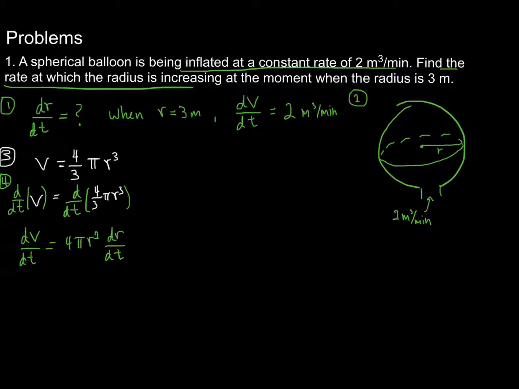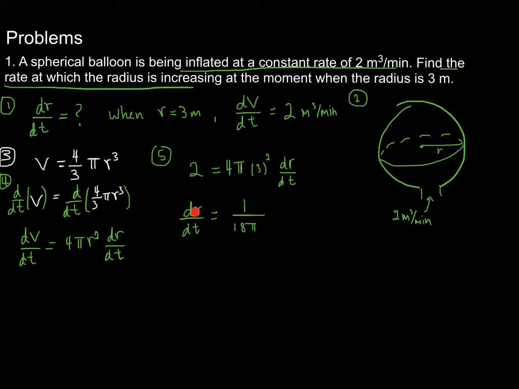So now I can substitute any values that depend on time, and at this particular instant in time, r is equal to 3, and dV/dt is actually constant. It's always 2. So we know that we can plug in 2 here for dV/dt. And we can plug in 3 for r. And now we're going to solve for dr/dt. So substituting in and solving, I end up with dr/dt being equal to 1/(18 pi).